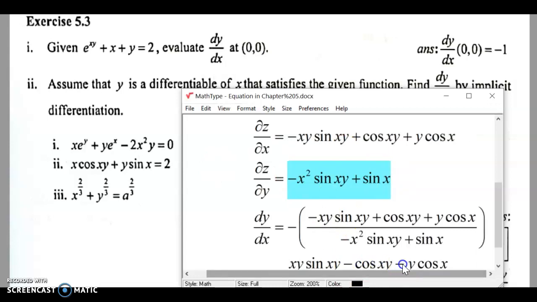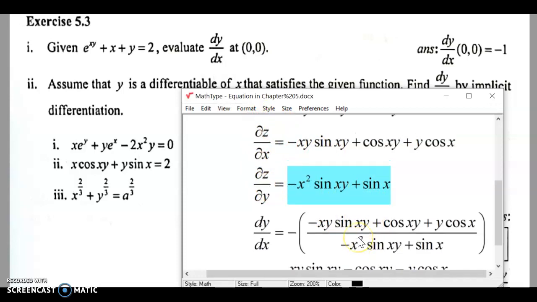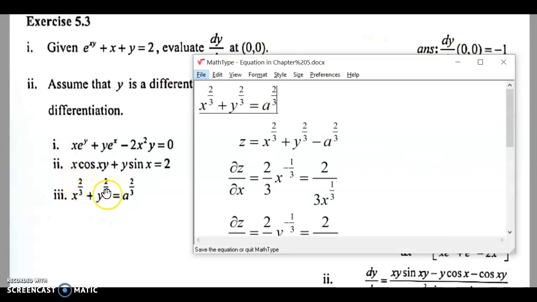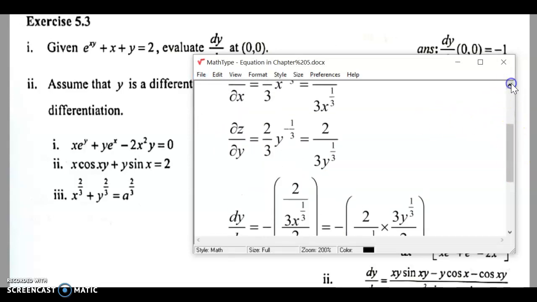Okay, so now that we have the two derivatives, the next thing to do is just to substitute them in the formula of dy dx and simplify it to obtain the answer. Okay, as for the last one, x to the power of 2 over 3 plus y to the power of 2 over 3 equal to a to the power of 2 over 3. So the same thing applies, we need to make it equal to 0. So I will move a to the left hand side to become this function, which is equal to z. Now that I have this, I can look for partial z over partial x and partial z over partial y.